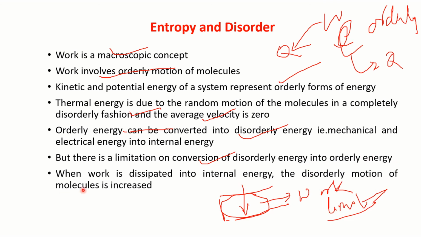Okay, into order. The work is dissipated into internal energy, the disorderly motion of molecules is increased. So you can consider always work and heat, work and electrical energy, all these are high grade energies because all can be converted to heat. But you cannot convert this into this. This is what you can call a low grade one.